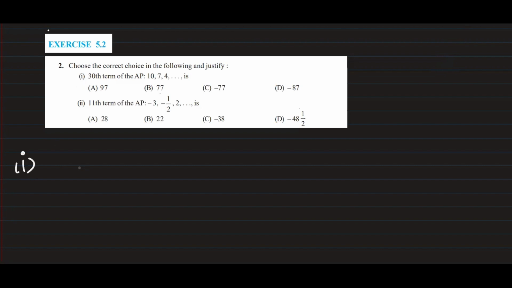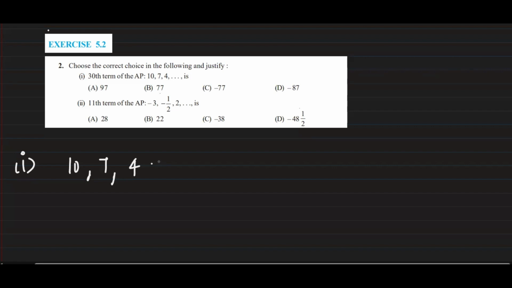Now what is the given AP here? The AP here is 10, 7, 4 and so on. And we'll have to find the 30th term, that is basically A30. So we'll have to find A30. Now let's write the formula. So An is equal to a plus (n minus 1) into d.